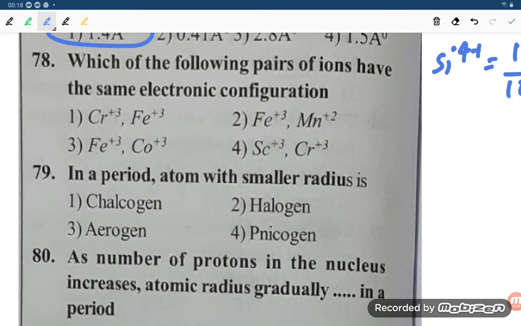Next question, student. Question number 78. Which of the following pairs of ions have the same electronic configuration?